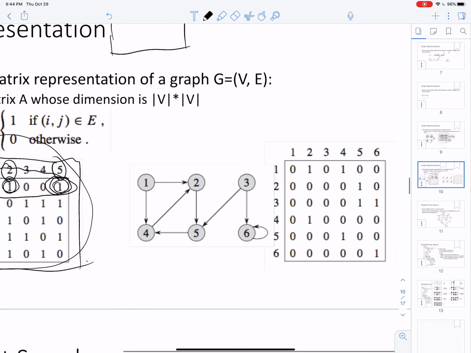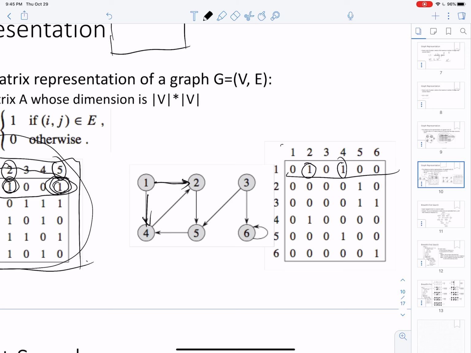On the right hand side, I'm showing the adjacency matrix for a directed graph where there are 6 nodes. So we create a 6 by 6 matrix. From node 1 we can go to node 2 and node 4, so the neighbors of 1 should be 2 and 4. That's why in the first row we set these 2 cells with the value 1 and set the other cells with the value 0. If a cell has value 0, it means that there is no edge between this pair of nodes.